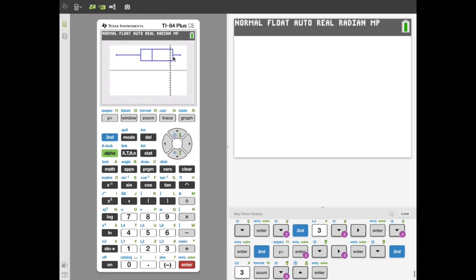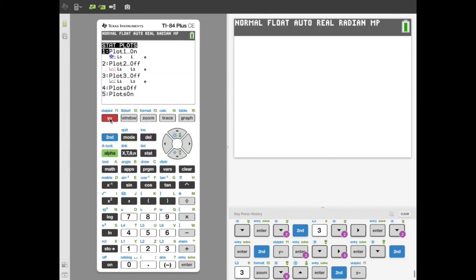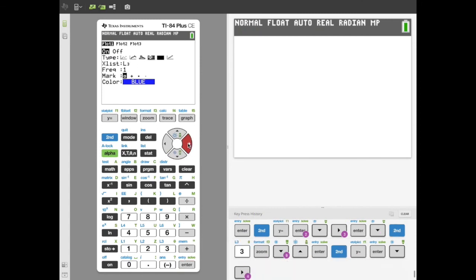Now let's test to see if it's generally normally distributed by doing a normal plot. So we're going to go second stat plot again, we're going to go into the one that's on. We're going to go over to the last option. Okay, remember that's our normal plot. We're going to use list 3 also. And we're going to graph it up.